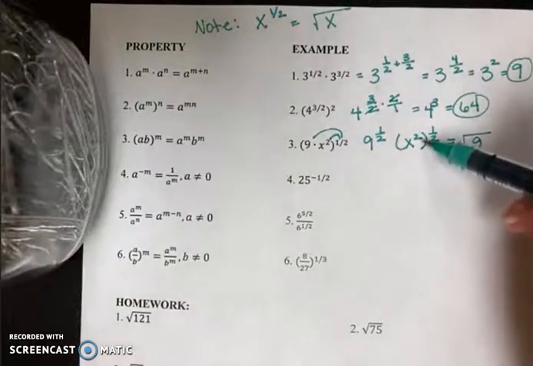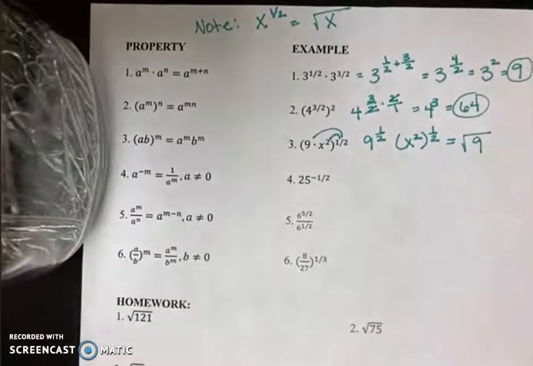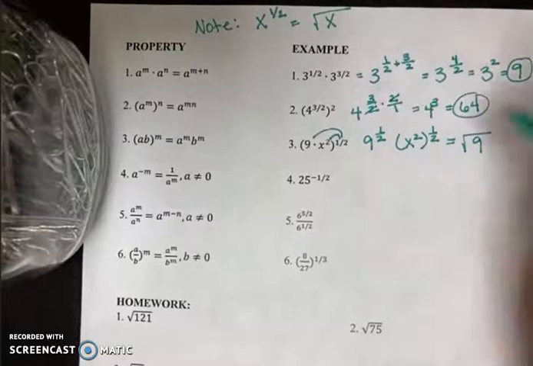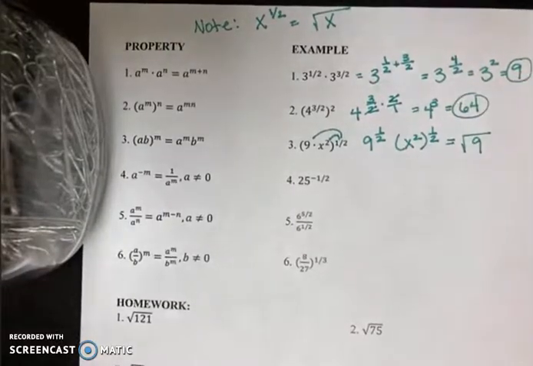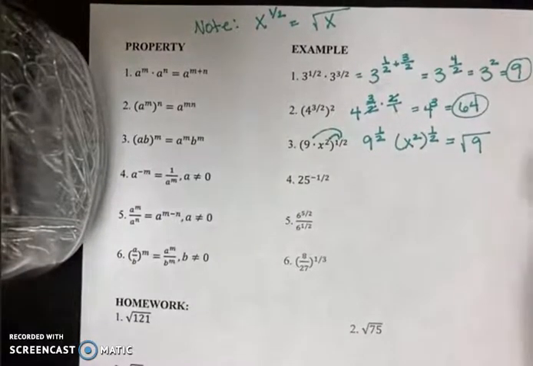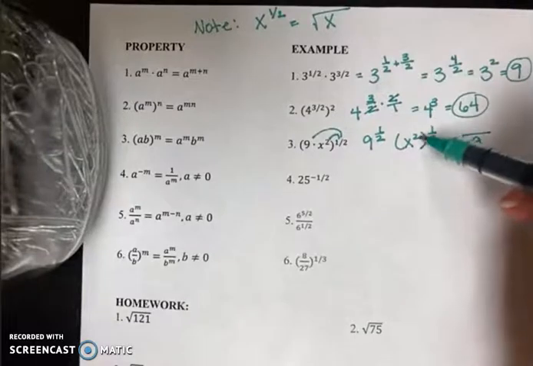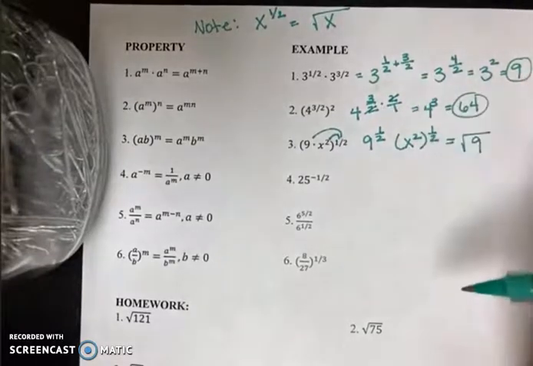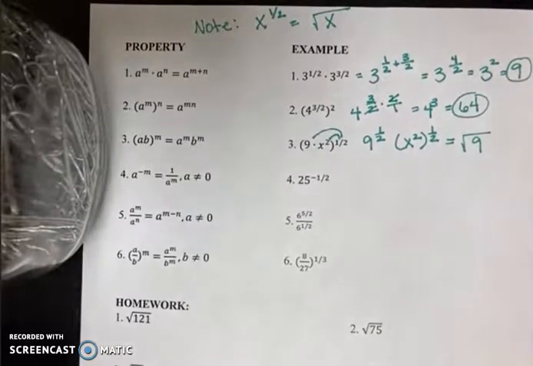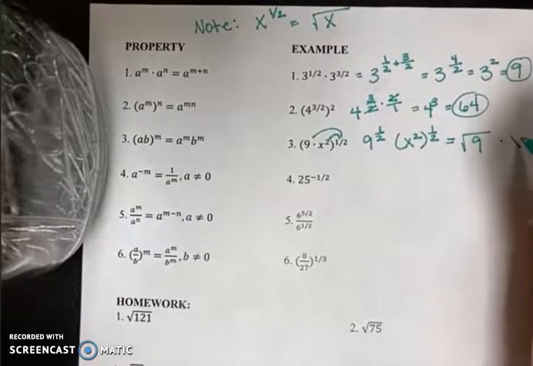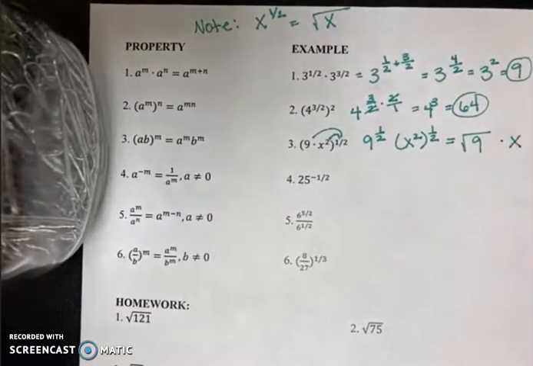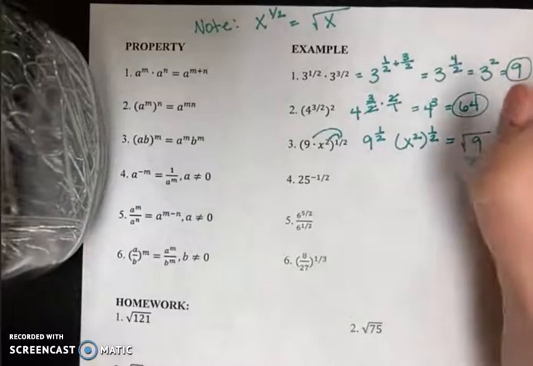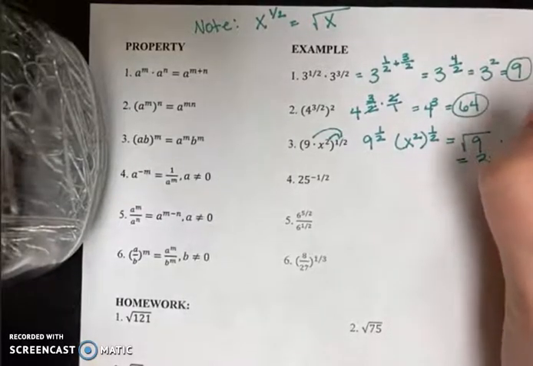And then over here, I have x squared to the 1/2 power. So there's two ways you could do this. You could take the square root of x squared, in which case they're inverse functions, so they'd cancel each other out, leaving me with x. Or you could also see that this is a power to a power, like number 2. So 2 times 1/2 is 1. So it's just x to the first power. And the square root of 9 was 3. So really, this is 3 times x.